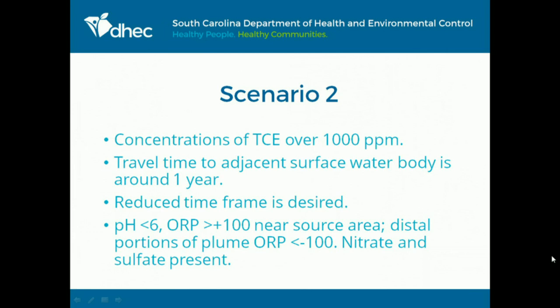pH, less than 6. ORP, greater than 100, near the source area. This is the site I was telling you about. The distal portions of the plume, ORP, less than negative 100. You have nitrate and sulfate. What do you think the decision tree would recommend for these conditions? And you can separate the core from the distal part of the plume, if you would like.